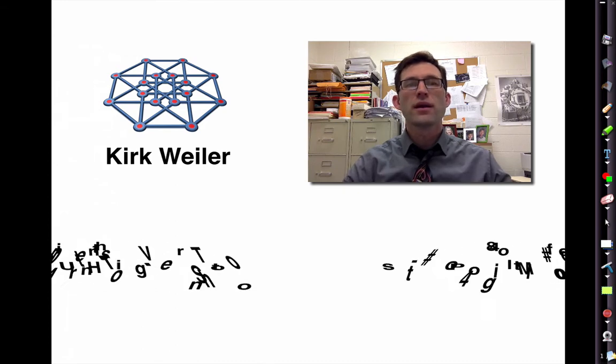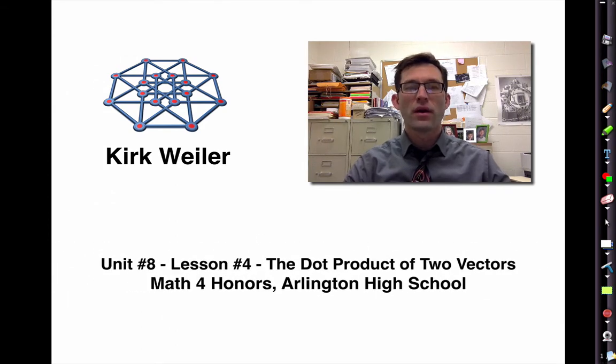I'm Kirk Weiler, and today we're going to be doing Unit 8, Lesson number 4, the dot product of two vectors. So at this point, we've taken vectors and we've added them, and we've gotten vectors. We've multiplied them by scalars, and we've gotten vectors. We've subtracted them and gotten vectors. So it's logical to see if we could do other things with vectors that we do with normal numbers. Can we multiply them? Can we divide them? And the short answer, honestly, is no.